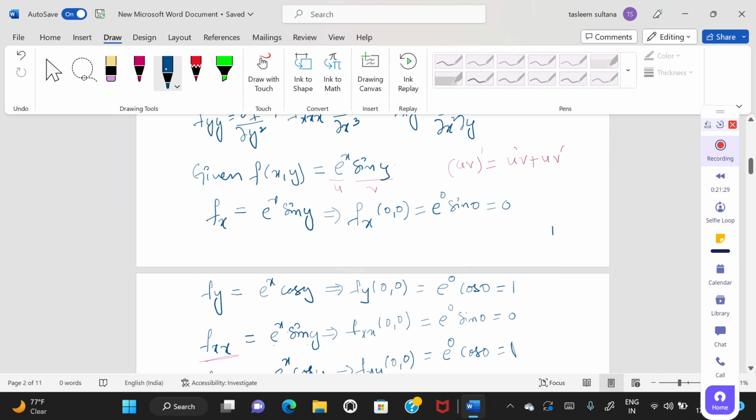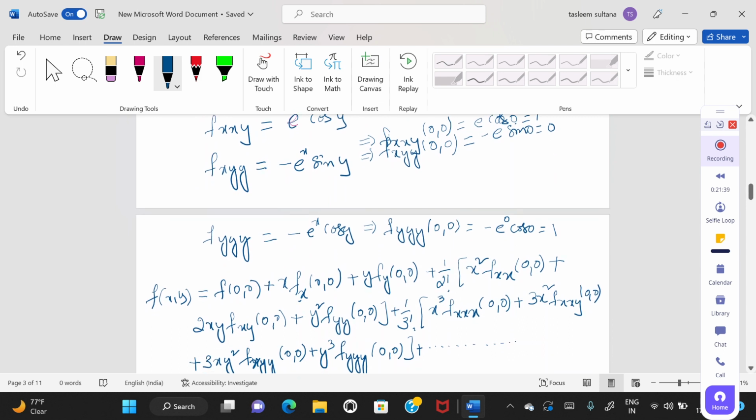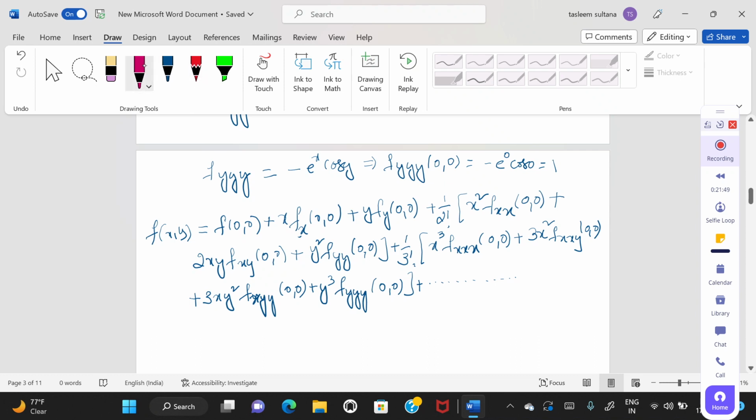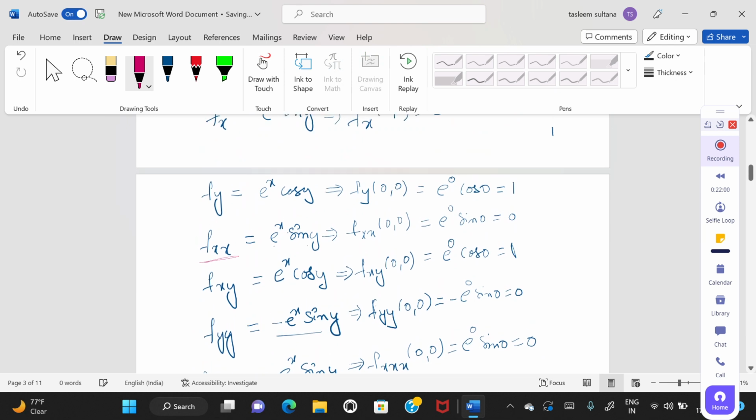Ma'am, my question is, we took x equal to 0 and y equal to 0, right? But then we are multiplying x and y with that function, f x. So isn't that x and y also 0? Won't the whole thing become 0? No. See, this term will become 0. But your f subscript y of 0 comma 0 value is equal to 1.